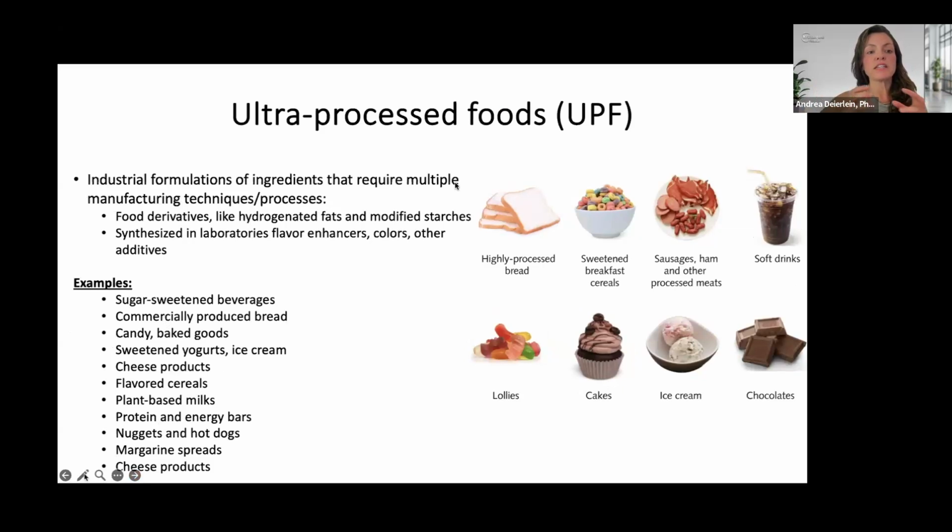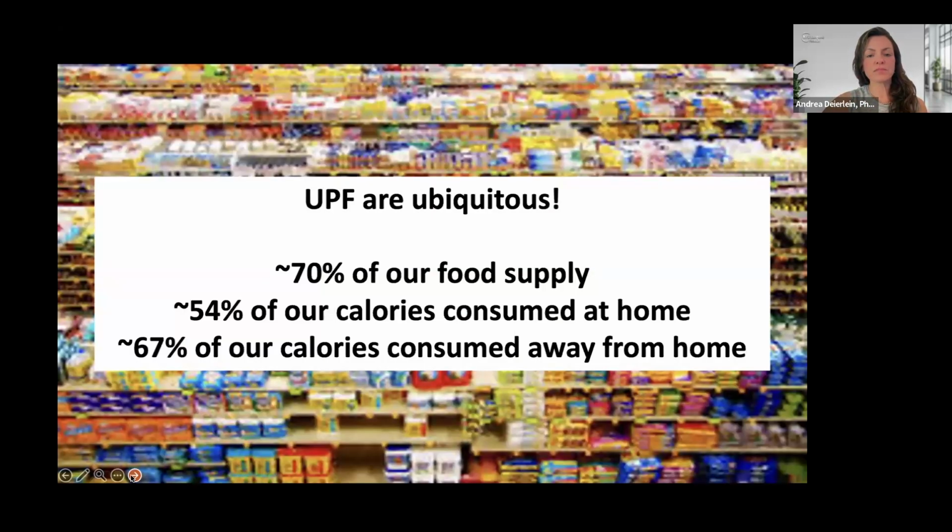So these are industrial formulations of ingredients that require multiple manufacturing techniques and processes. And these are the ones that are also going to contain a lot of food derivatives and a lot of the enhanced flavors, all of the sort of chemicals that we've been talking about today. And so you can think about these in candies, highly processed breads, sugar-sweetened beverages, a lot of store-bought cakes and ice creams, as well as flavored cereals, and things like that.